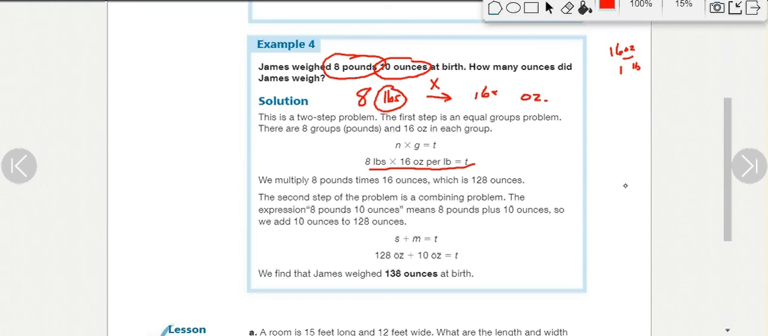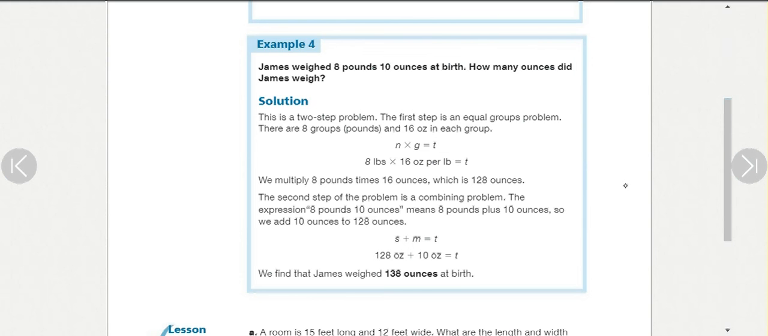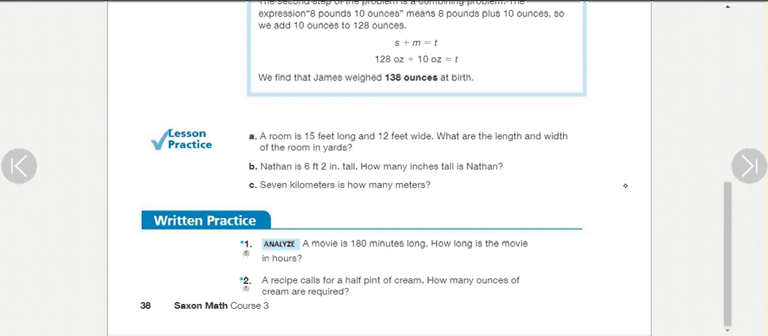You can also show it as number of groups times how much in each group. That's 128. But don't forget the second step I left off at the beginning. We got to add that on. So it's 138 ounces. Pause, reread, whatever you need to do to make sure that made sense. It was kind of a 2-part problem. Converting measures doesn't have to be complicated. We do need practice, though, so please do A, B, and C.